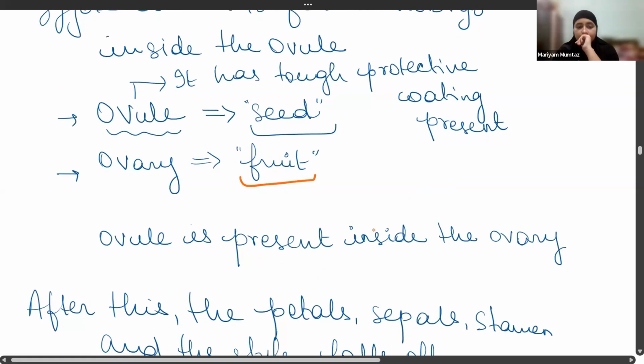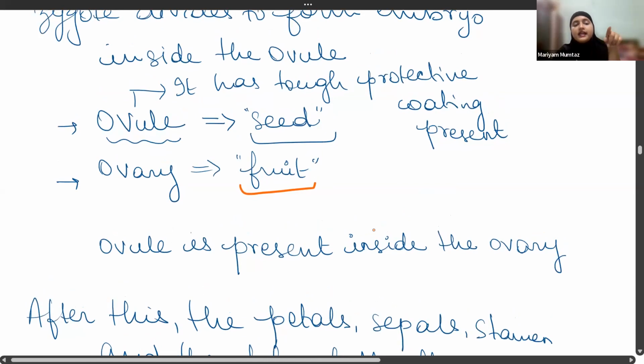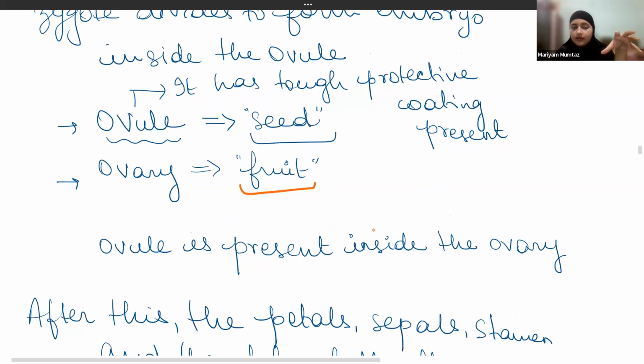Another thing is that these ovules have a tough protective coating. A coating is there, like how a seed also has a coating. Have you ever noticed that with chana? You can remove the coating and then two cotyledons come out. Have you seen that? Yes, ma'am. So that is the protective coating.